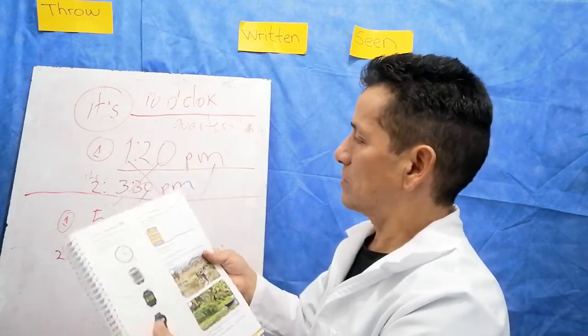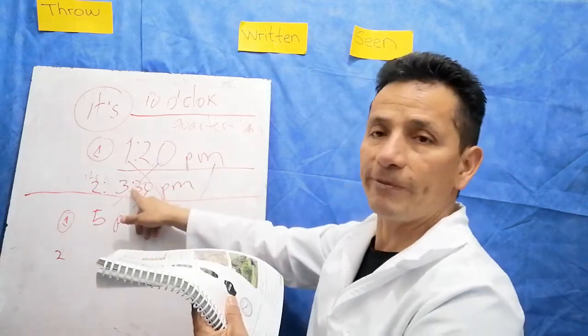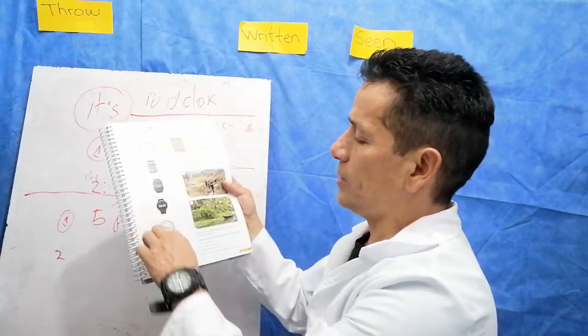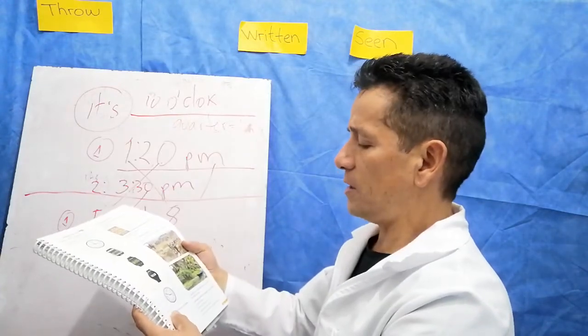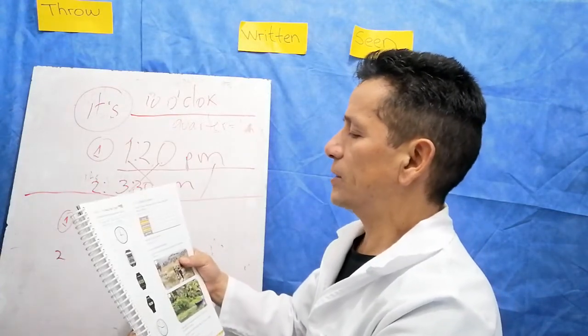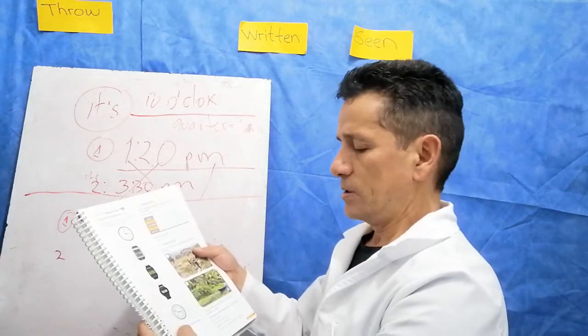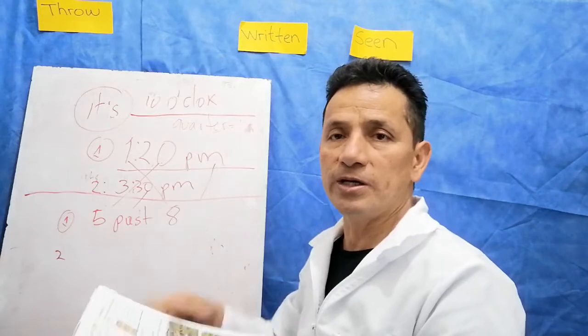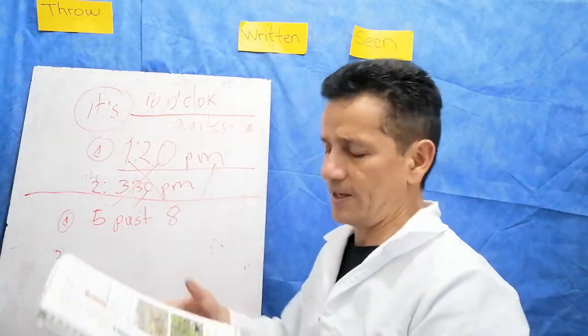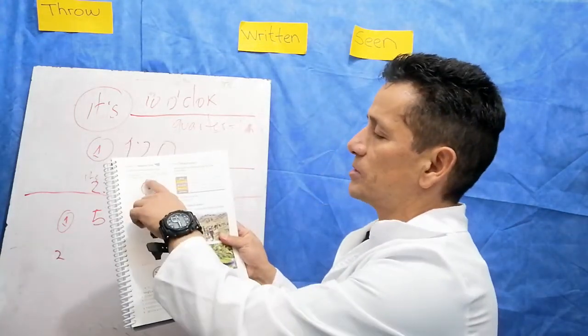It's 10:30. Aquí le dicen como en la primera. 10:30. And what time is it? It's 10 to 3. 10 minutos para las 3. 10 to 3. What time?